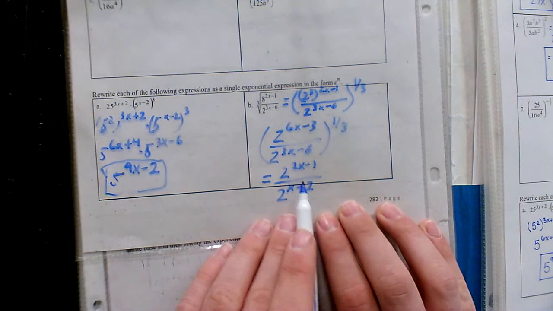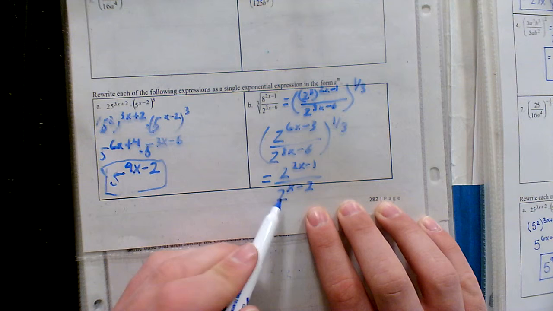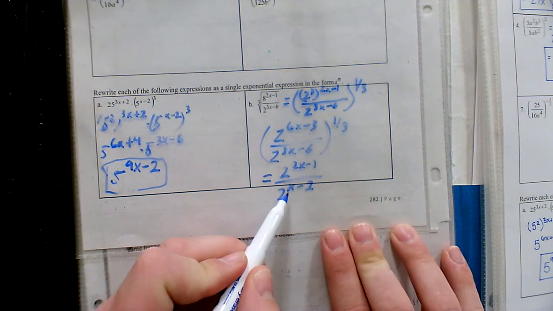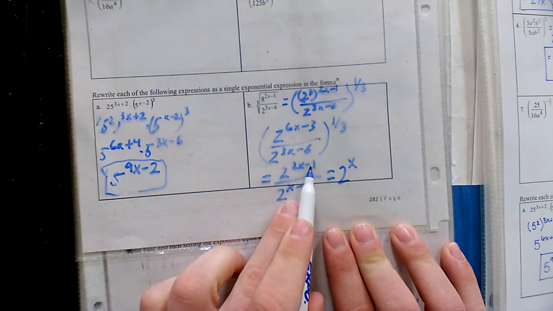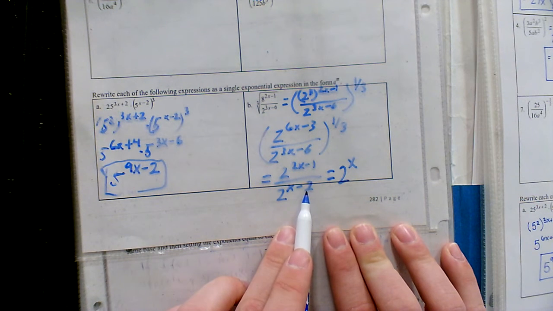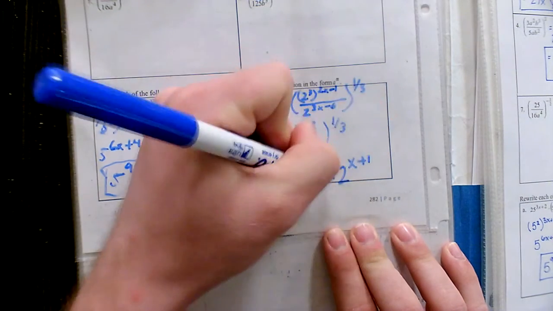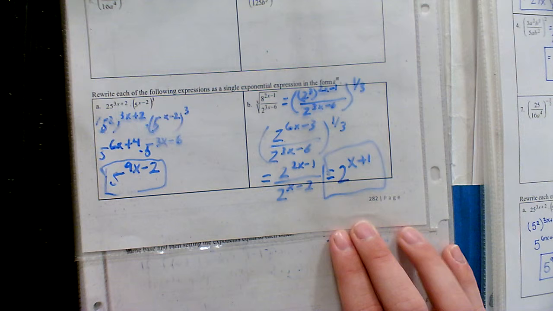Now, when you have division with like bases, you subtract your exponents. So we have 2x minus x, so we're left with 2 to the x, and then we have negative 1 minus negative 2, which changes to plus 2, so we have 2 to the x plus 1.